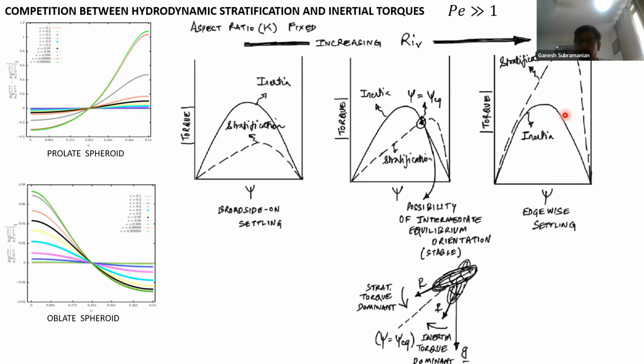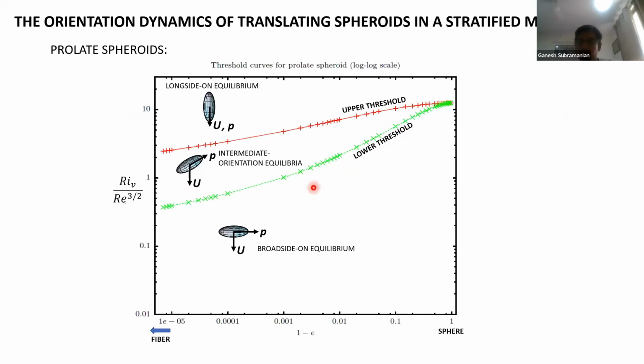So I can organize my results like so. I have two critical curves here, a lower threshold and an upper threshold. I have this critical dimensionless parameter ratio. Remember, the stratification torque was RIV to the 2/3, and the inertial torque was RE. Therefore, the ratio of the orders of magnitude is proportional to RIV over Reynolds to the 3/2. So this is the critical ratio of dimensionless parameters that should govern the orientation dynamics in the limit of weak inertia and stratification. And I plot that as a function of spheroid aspect ratio.